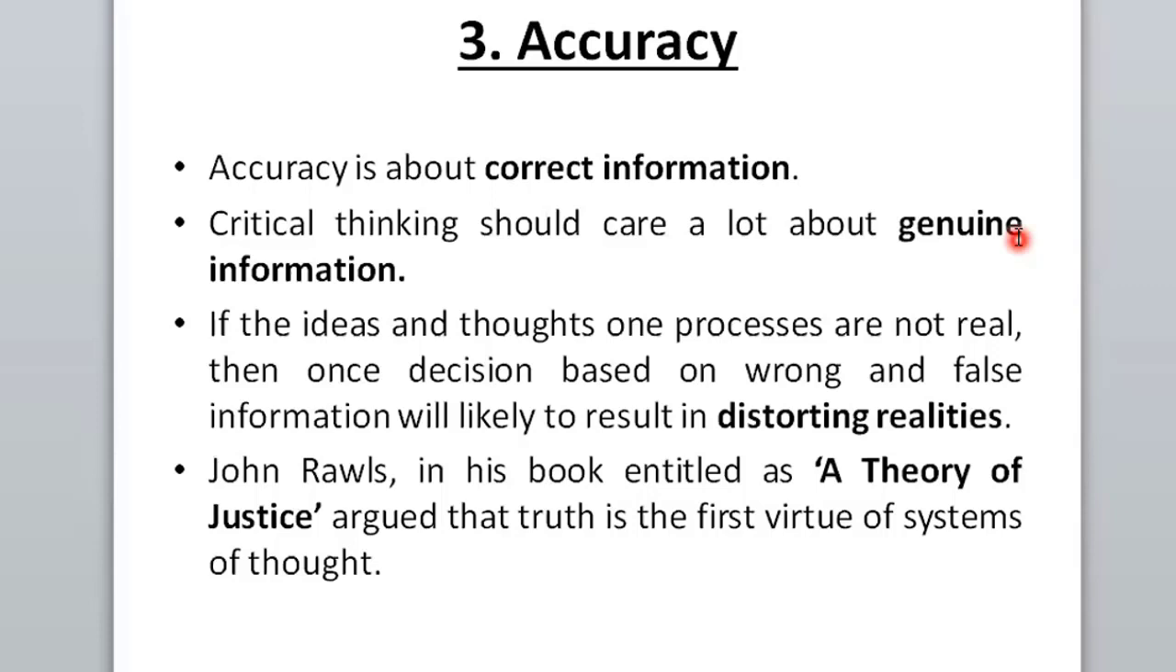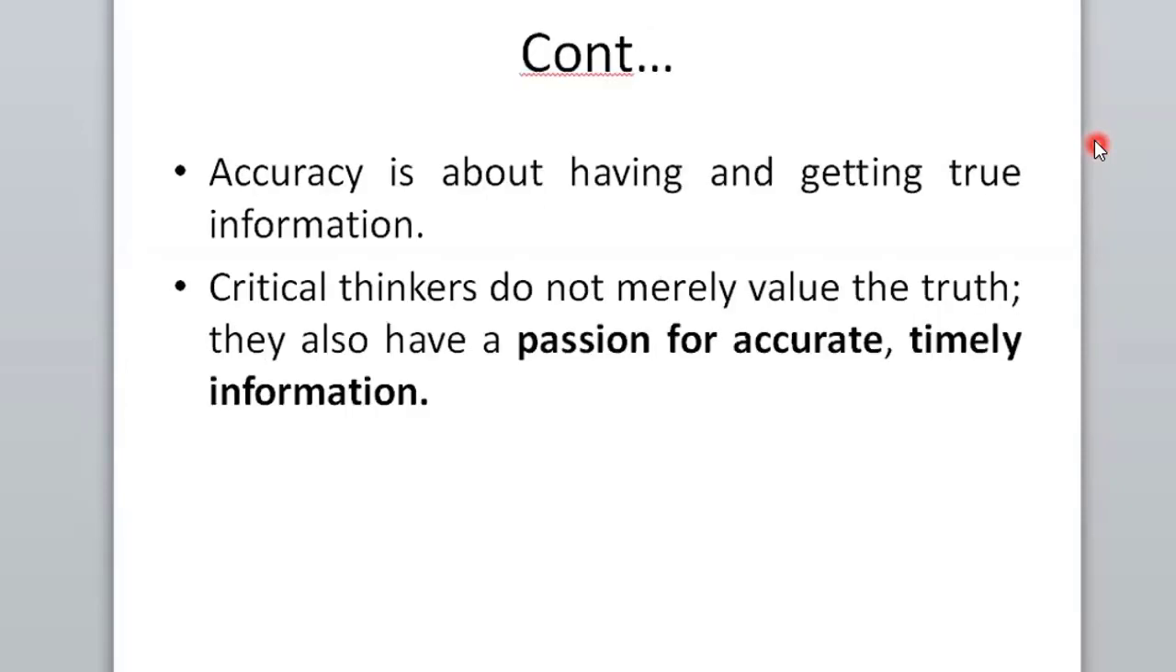Simply this tells us, in case of accuracy, we should care about truth and genuineness and the accuracy of the source of the information. If this is not the case, as I have told you, the decision is also affected accordingly. So accuracy is about having and getting true information. You should select.